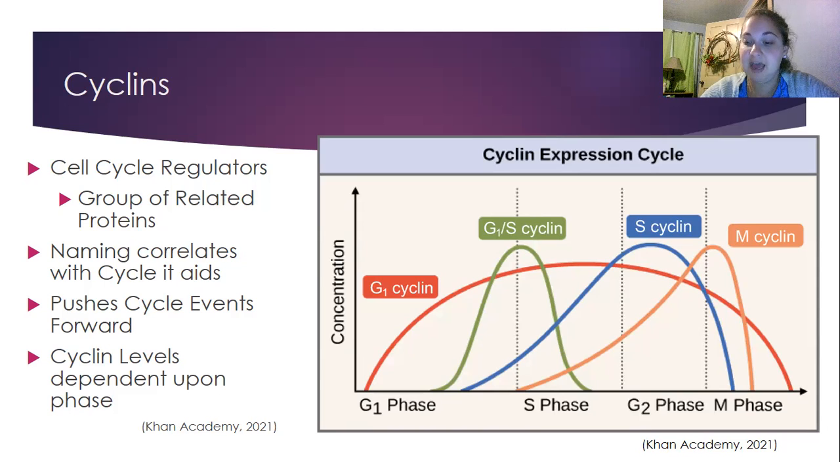When a specific phase is happening, that is when the cyclin that corresponds to it is going to be at its highest level. For example, for the G1/S cyclin, you can see the peak level happens right in between the 2 phases. If you look at the green line, the G1/S cyclin, that's where it's happening. And then on this red line, the G1 cyclin is present throughout the entire cell cycle because it's needed. So that one's kind of the exception there.